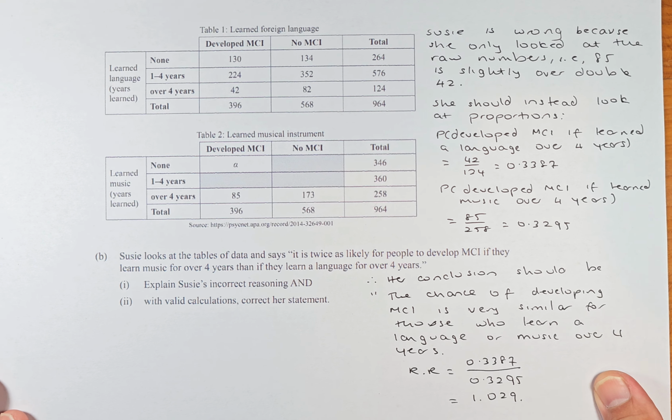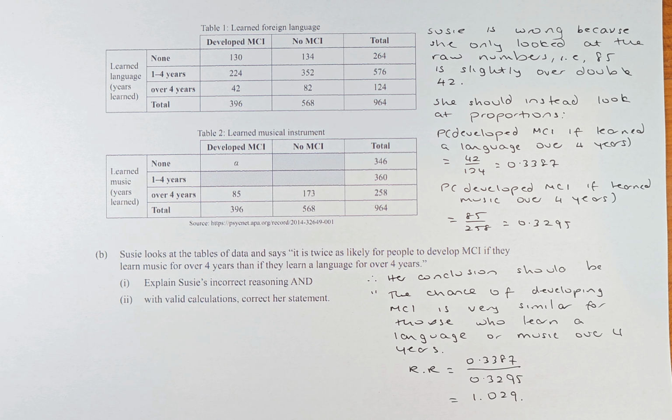Okay, we're going to adjust the paper, make it so you can see it. So this is a table: learn foreign language in table 1 and learn musical instrument, whether they develop MCI or did not develop MCI, and all the numbers are in there. Susie looks at the table of the data and says it is twice as likely for people to develop MCI if they learn music for over 4 years than if they learn a language over 4 years. Explain Susie's incorrect reasoning and with valid calculation correct her statement.